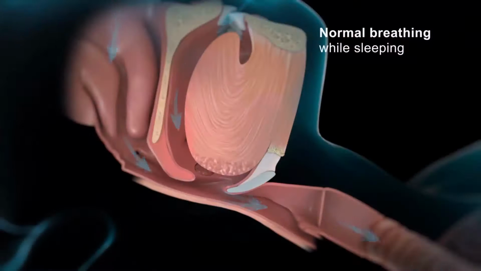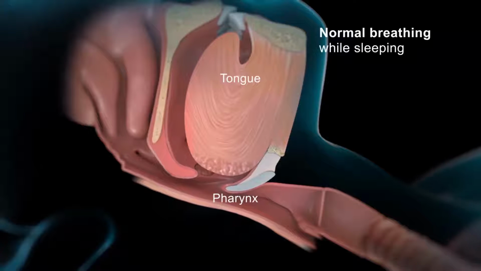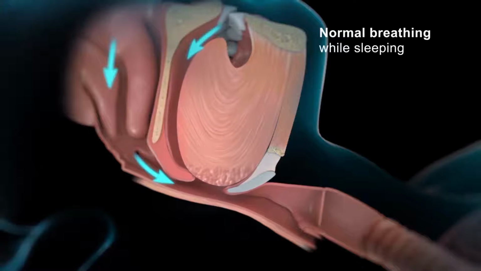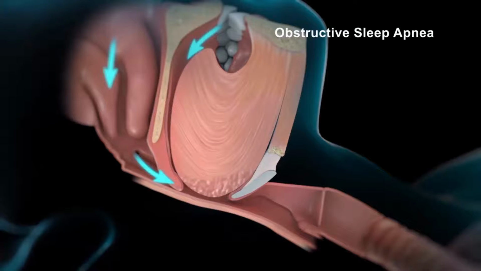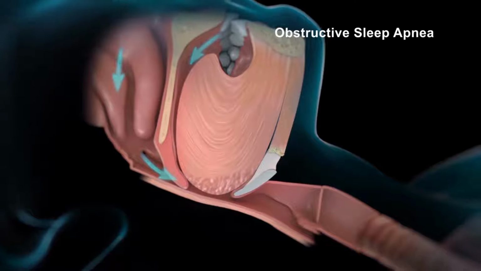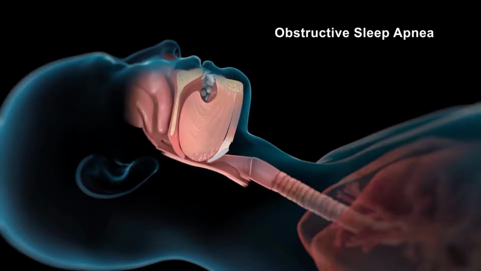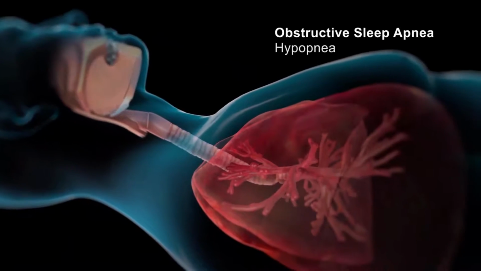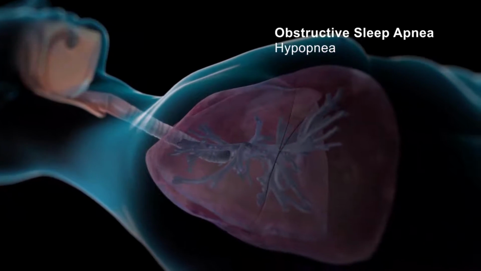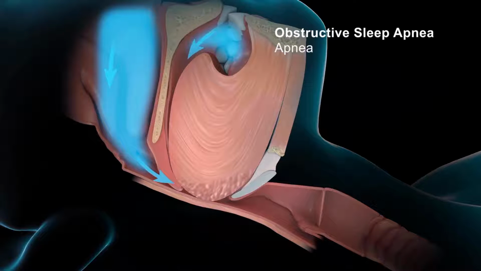When you sleep, it's normal for the muscles in your mouth, tongue, and pharynx to relax slightly, but not enough to block your airway. If you have obstructive sleep apnea, the muscles of your mouth and pharynx may relax too much. Your tongue drops onto the soft tissue in the roof of your mouth, pressing it against the back of your throat. This can partially block the airflow into the lungs, called a hypopnea. Or it can completely block the flow of air into your lungs, called an apnea.